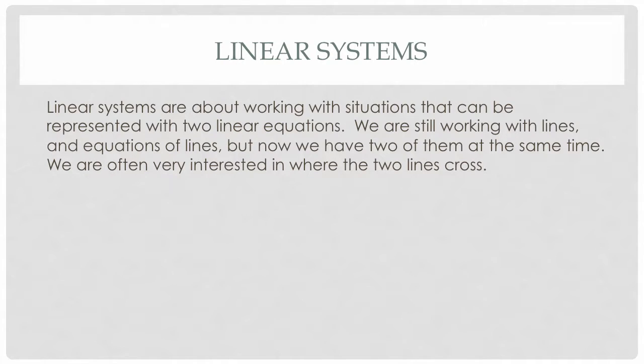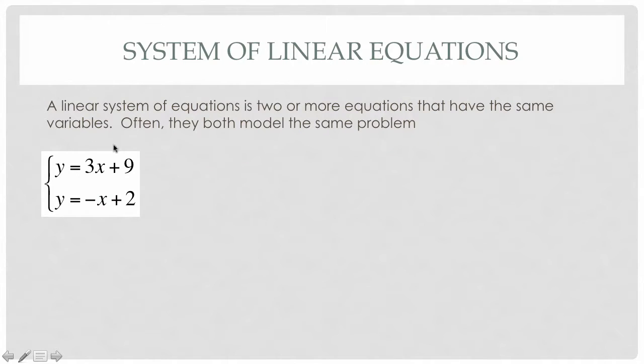What is that? Linear systems of equations are about working with situations or problems that need to be represented with two or more linear equations. We're still working with lines, still working with equations of lines, slopes, y-intercepts, all of that. But now we just have two at the same time. And for the most part, we're just very interested in where our two lines cross or intersect on the graph. So here we go. Let's start with our first one.